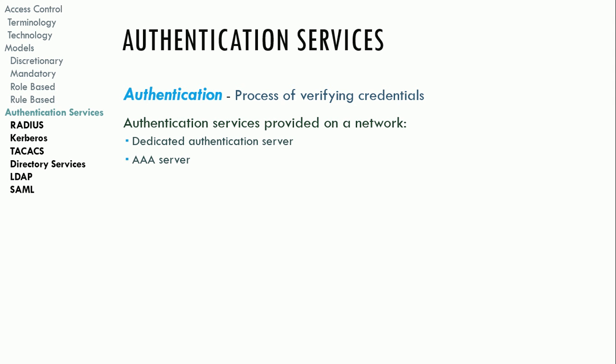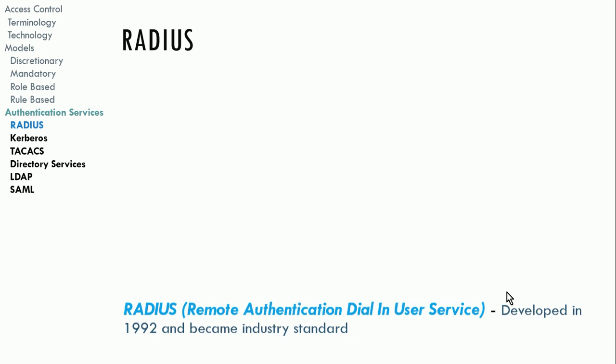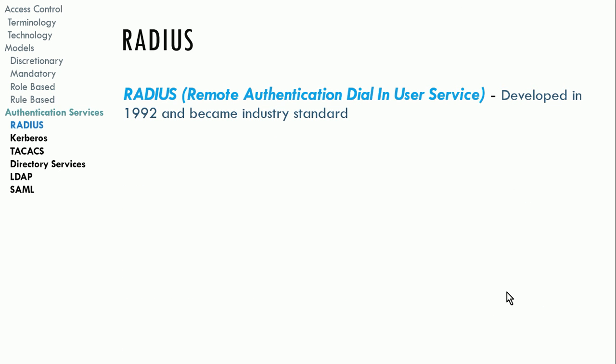So the first one we talk about, let me just advance this slide here, of those 6, is RADIUS. RADIUS is Remote Authentication Dial-In User Service. Now, that sounds old, right? Developed in 1992. Good Lord, 1992. Some of you probably weren't even born yet. But 1992 was a long time ago.